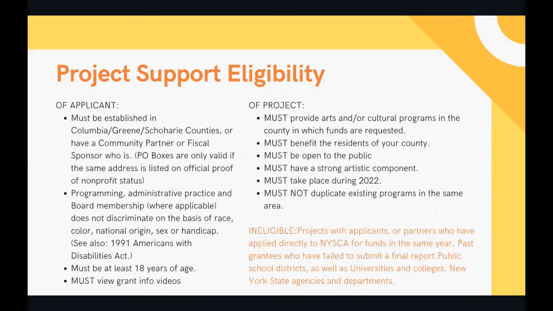If you're applying, your programming, administrative practice, and board membership, where applicable, does not discriminate on the basis of sex, color, national origin, sex, or handicap. Applicants must be at least 18 years of age, and you must view the grant info videos, which you're doing right now. Just make sure to write down the date that you watched this, and you can put that into your application.